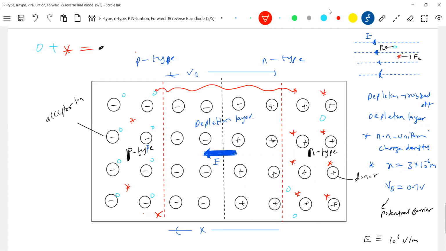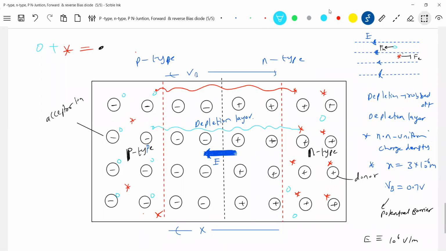Similarly, a most energetic hole will move this way. Not all, only the most energetic. So there will be a movement of the most energetic holes from P to N type. Only the most energetic majority carriers are able to penetrate the depletion layer and reach here. The moment they come here, they'll undergo recombination.